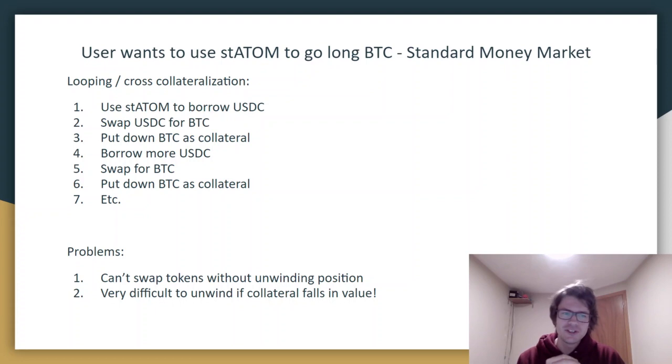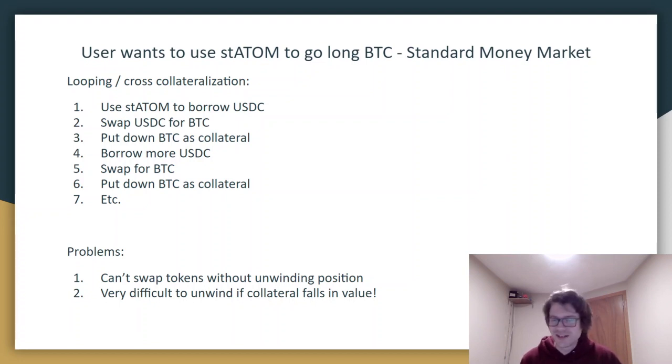You're going to borrow USDC, swap that USDC for Bitcoin, put down the Bitcoin as collateral, borrow more USDC, swap for Bitcoin, put down that as collateral, borrow more USDC, and you see you're looping. This is how you can do the maximum leverage. You loop and loop, and every loop you have more leverage. So it's more efficient. Now, this is what you have to do with a standard money market.